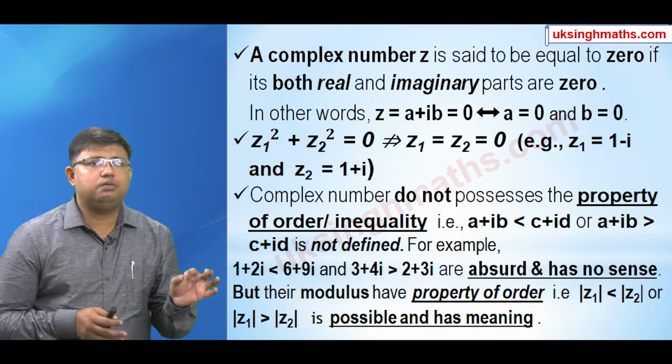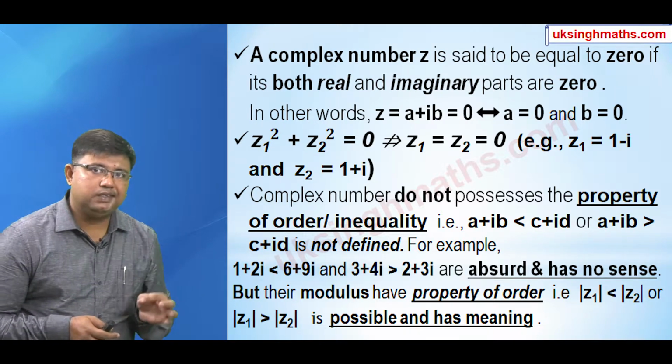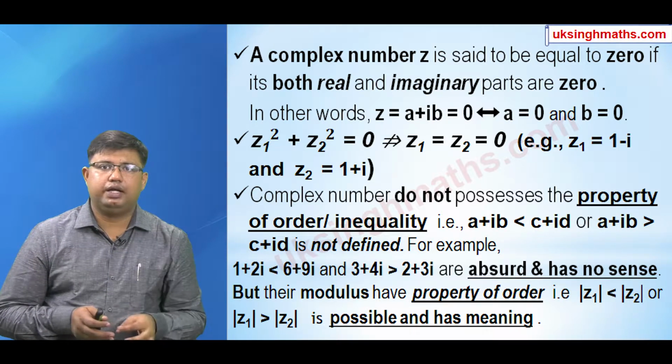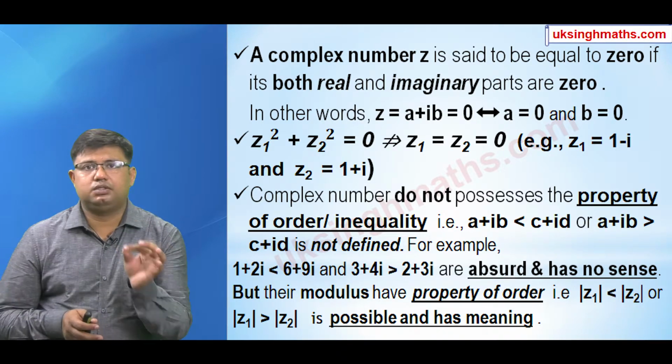Take z1 equal to 1 minus i and z2 equal to 1 plus i. When you find z1 square plus z2 square, you will get 0. But here neither z1 nor z2 is 0.